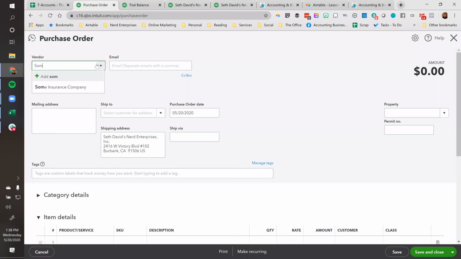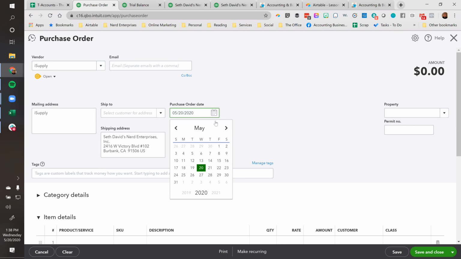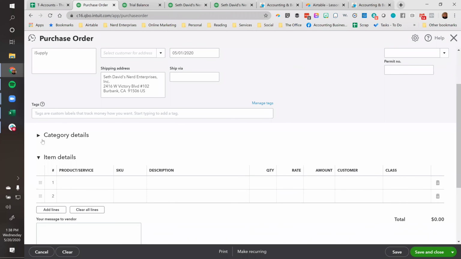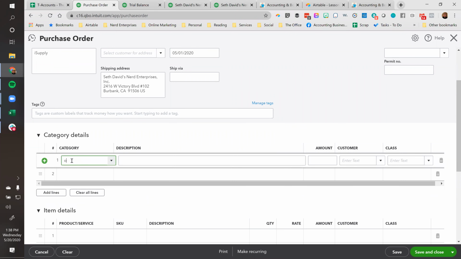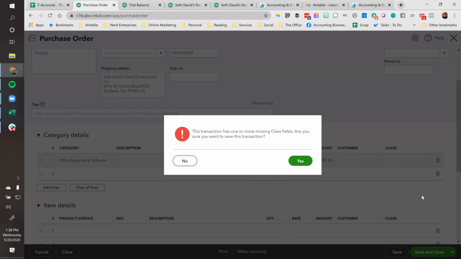So let's see if I have some supplier. Perfect. Okay, so we're entering the purchase order. Let's say the purchase order happened beginning of May. Okay, we'll just use category details. We'll say it's office supplies. You didn't specify what kind of supplies, $4,280, okay? Save and close.